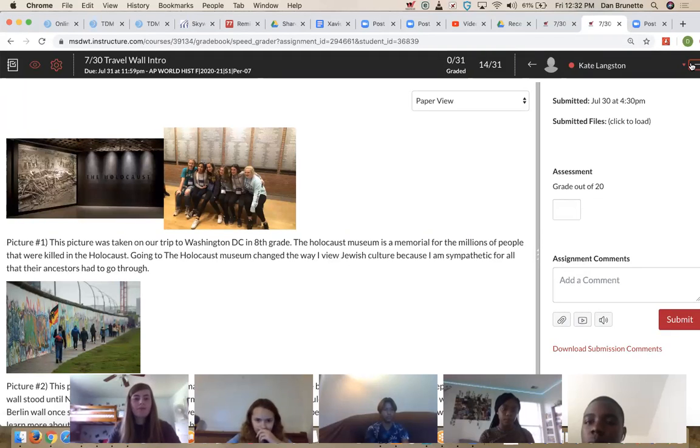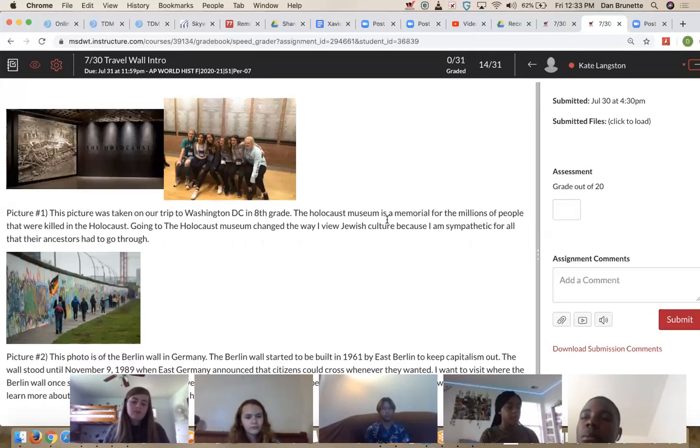Hi, my name is Kate Langston, and I went to Center for Inquiry School 84. The first picture is of the Holocaust Museum in Washington, D.C. I think it shaped the way I view Jewish culture because it really put into perspective all that they had to go through. And the second picture is of the Berlin Wall in Germany. I've always wanted to go to Germany and see what it was like living on both sides of the wall.